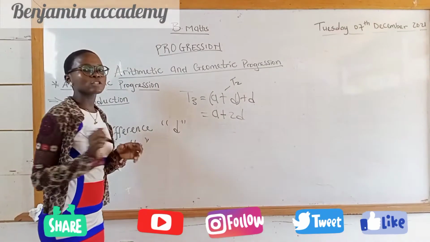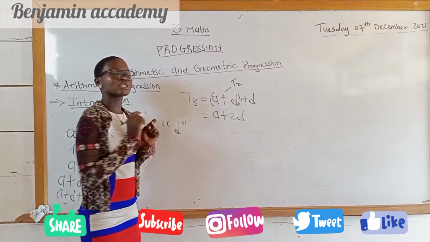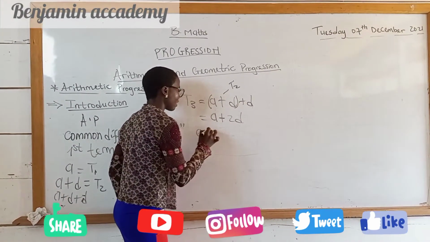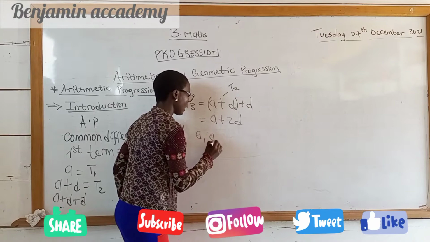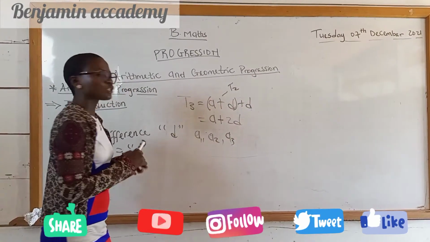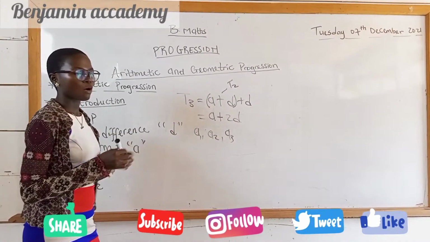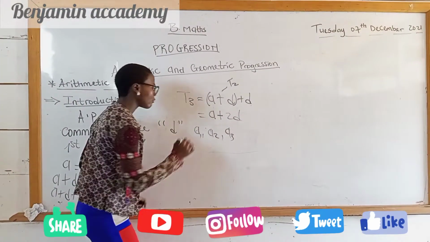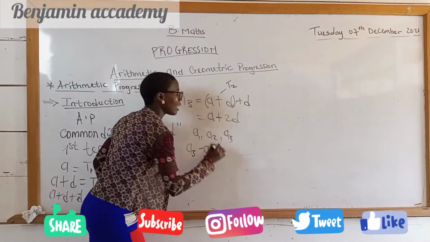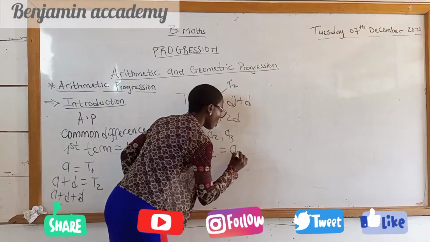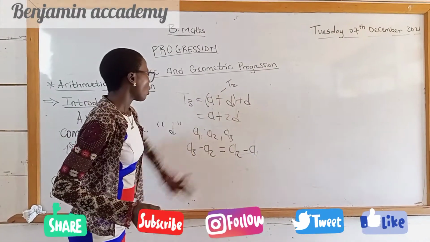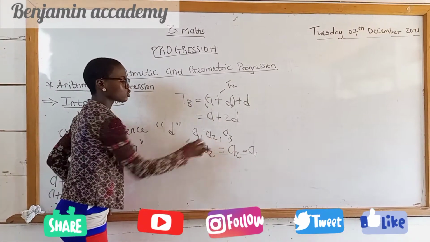Then how can we obtain our common difference if it is not given? For example, we have our first term A1, our second term A2, and our third term A3. And they say we should look for our common difference. We do not know it, but we know that A3 minus A2 should be equal to A2 minus A1. The difference between these two should be equal to the difference between these two.